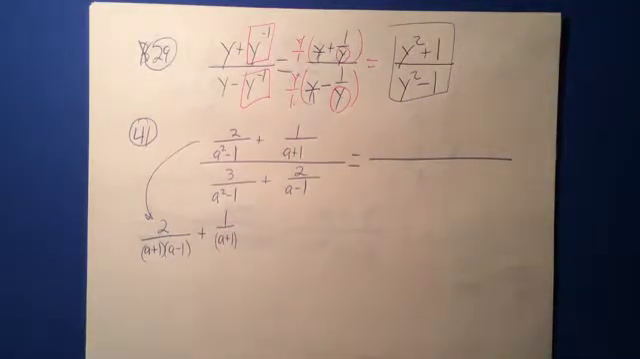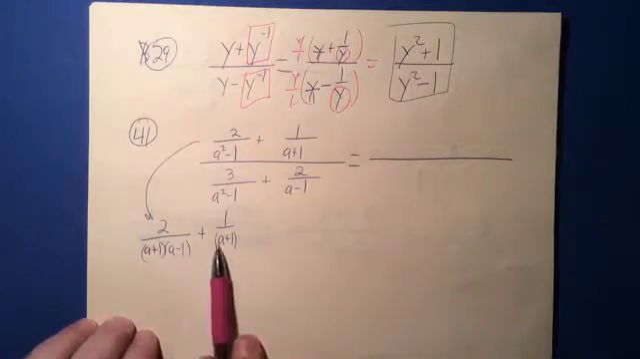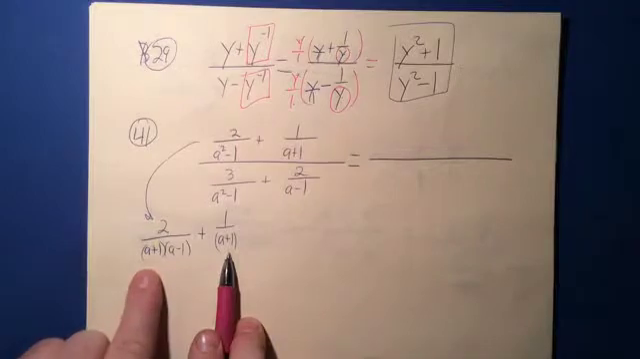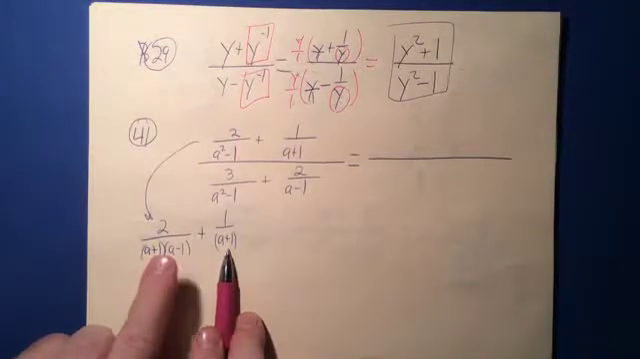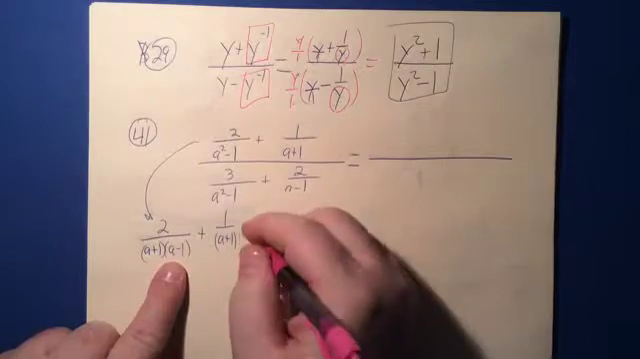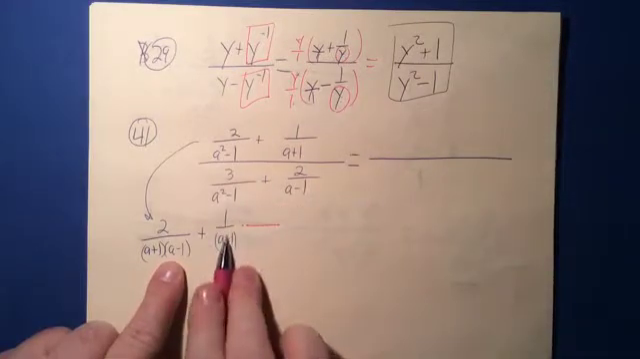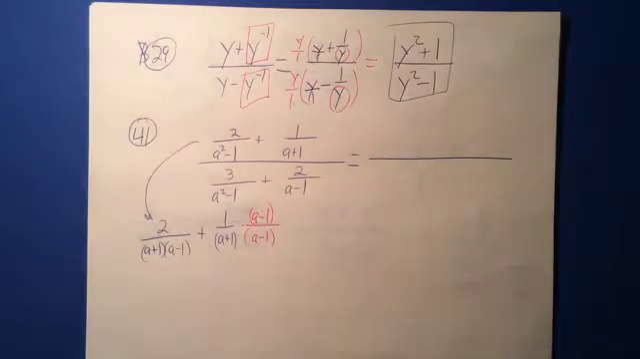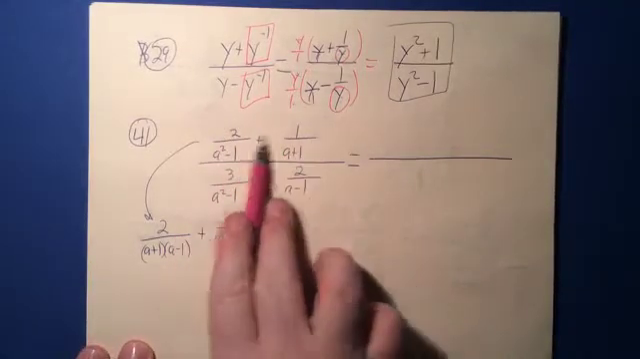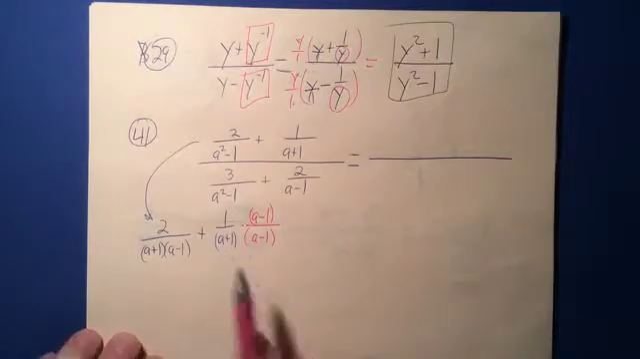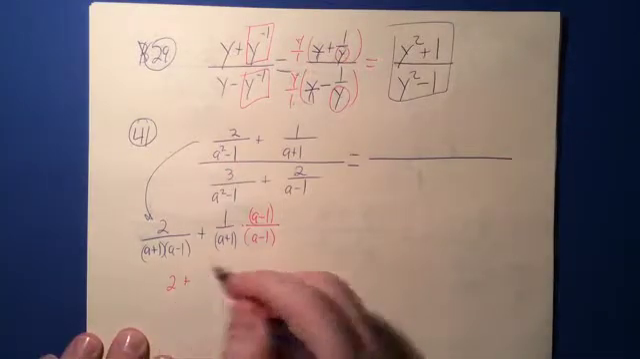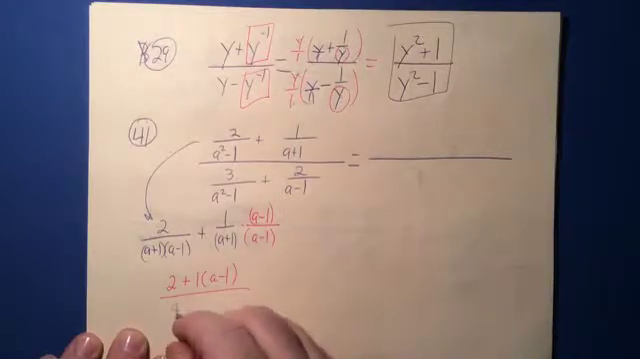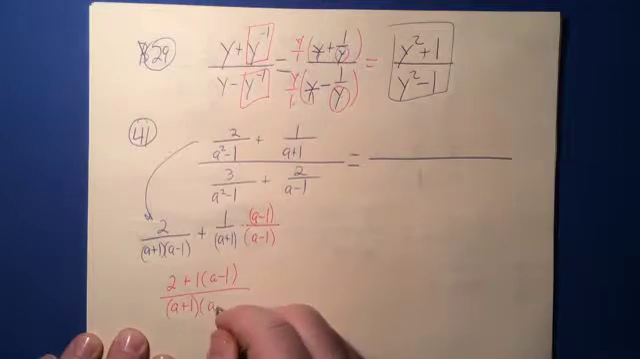So I should recognize here that if I want to try to do a little consolidation, these have a common factor of a plus 1, but I need an a minus 1. So I'm going to go ahead and multiply the top and bottom of this fraction by a minus 1 to help get a common denominator so I can simplify this a little bit.